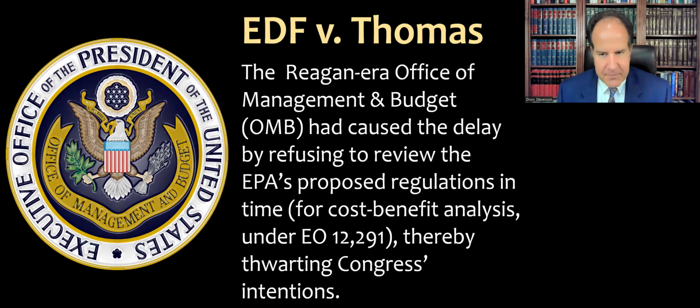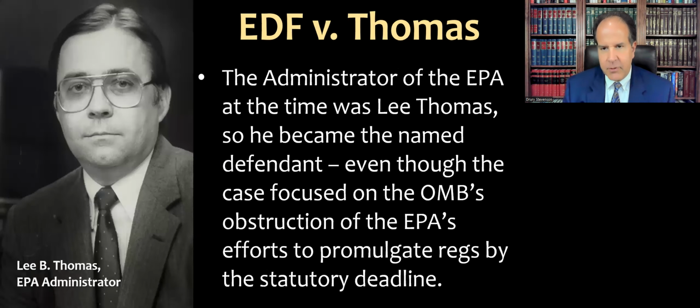Now, the Reagan era Office of Management and Budget had caused the delay, actually, by refusing to review the EPA's proposed regulations in time. And remember that the OMB is reviewing for cost-benefit analysis under Reagan's Executive Order 12291, which I discuss in a separate lecture. And so basically the OMB wasn't just disapproving it, they were sort of ghosting the agency, so to speak, and not taking any action on it, and were thereby thwarting Congress's intentions because the EPA couldn't have the rule get published, couldn't proceed with their notice and comment rulemaking without the OMB approving it.